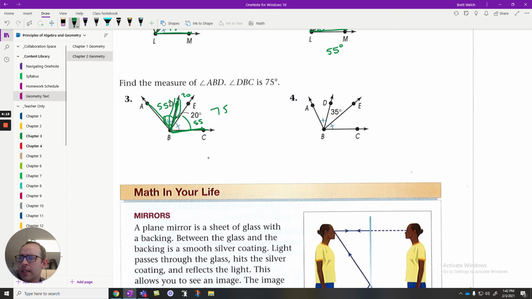Last one, DBC, so again D to B to C, this is 75 degrees, but since 35 of it's in the middle, I must have 40 degrees here. Again, congruent mark means I have the same 40 degrees.